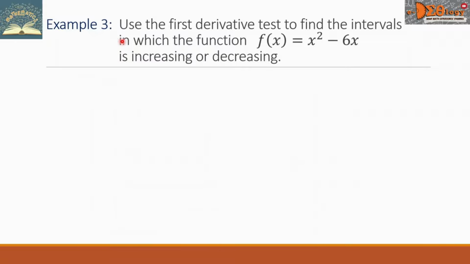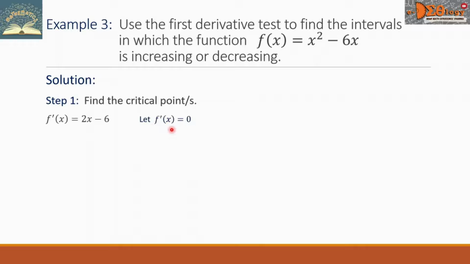Example 3. Use the first derivative test to find the intervals in which the function f of x equals x squared minus 6x is increasing or decreasing. Step 1. Let's find the critical points. We take the derivative of the given function. So we have f prime of x equals 2x minus 6.